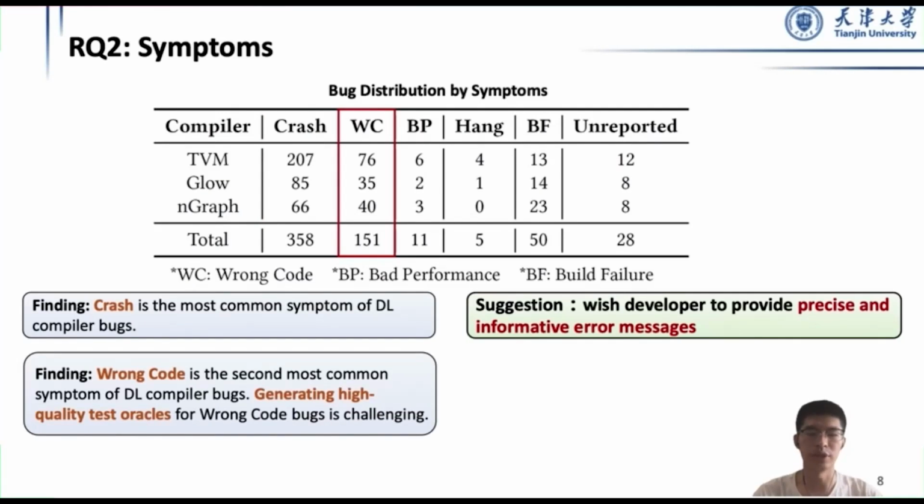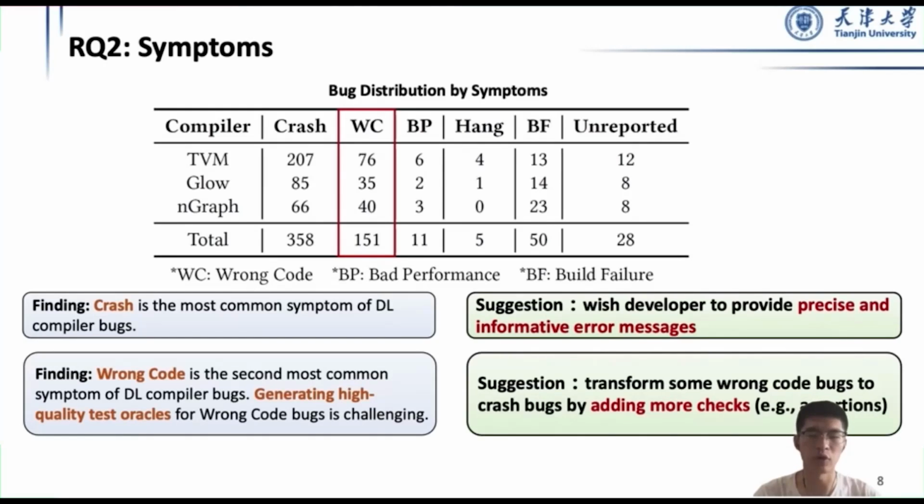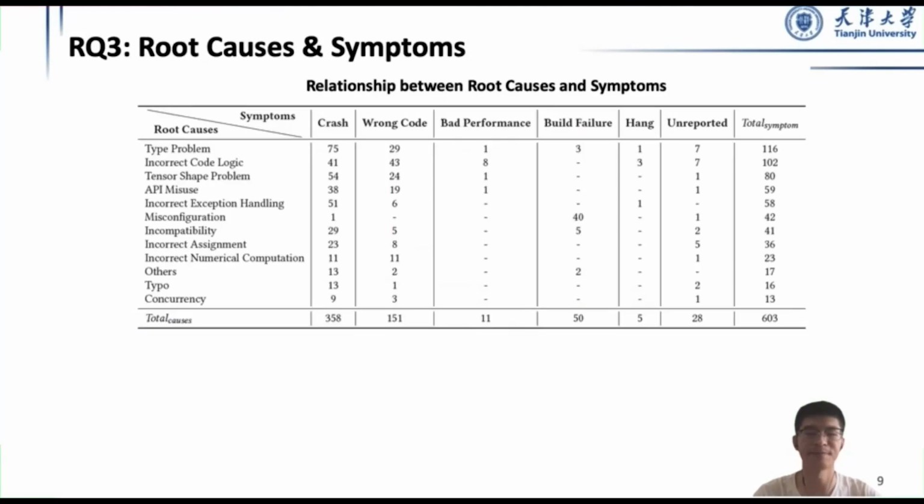Wrong code is the symptom where a DL compiler produces a wrong result or middle result without a crash. It's the second most common symptom of DL compilers. Generating a high-quality test oracle for wrong code bugs is challenging. To facilitate their detection, one potential direction is to transform some wrong code bugs into crash bugs by adding more checks, such as assertions, in DL compilers.